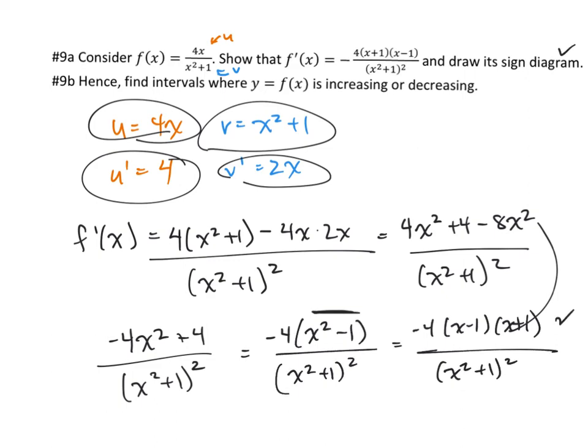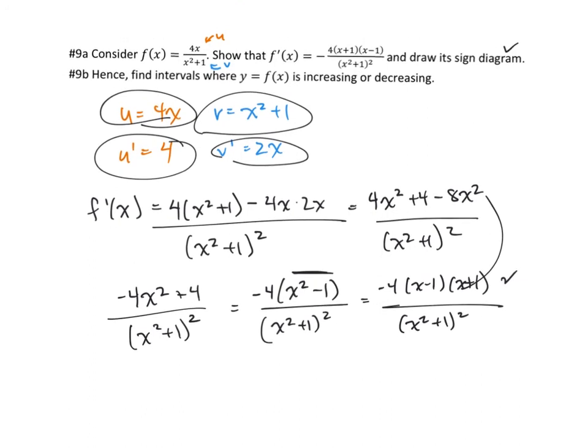Now let's get the sign diagram. So the sign diagram is, we have to consider where this is equal to 0, and a giant hint is, there's nothing that's going to make this 0 down here, because even if we had a negative 1, it's always going to be positive. Well, if x was 1 or if x was negative 1, those are going to be our solutions for that. 1 and negative 1.